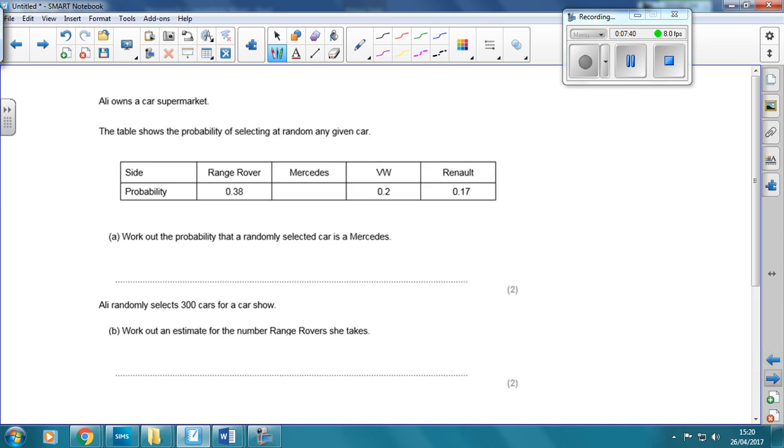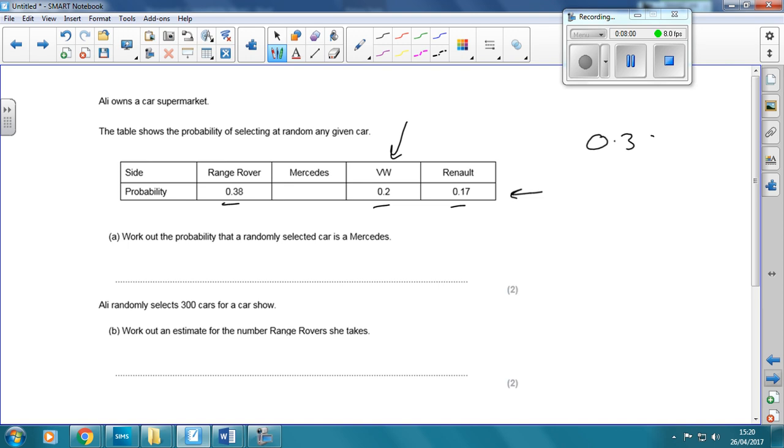Next question. Ali owns a car supermarket. The table shows the probability of selecting at random any given car. So we've got a Range Rover, Mercedes, VW and Renault, and they should all add up to one whole one. These questions are pretty much always the same. So what we do is we add together these 3 probabilities. Notice that this one though is 0.2, so make sure you write that out properly.